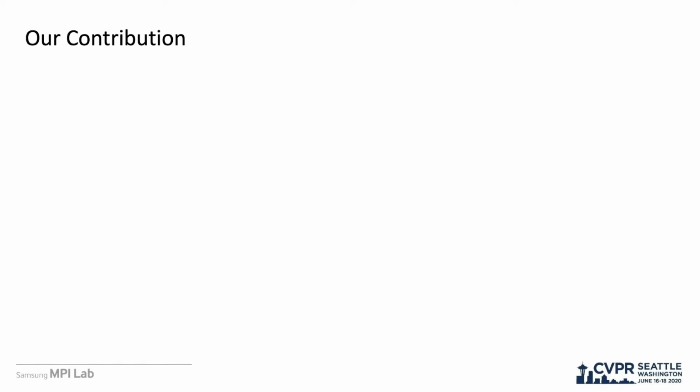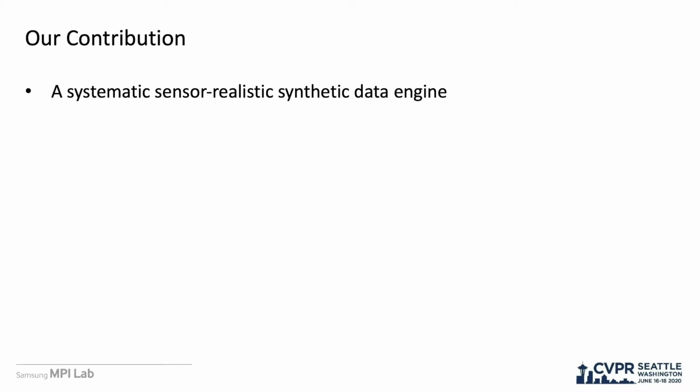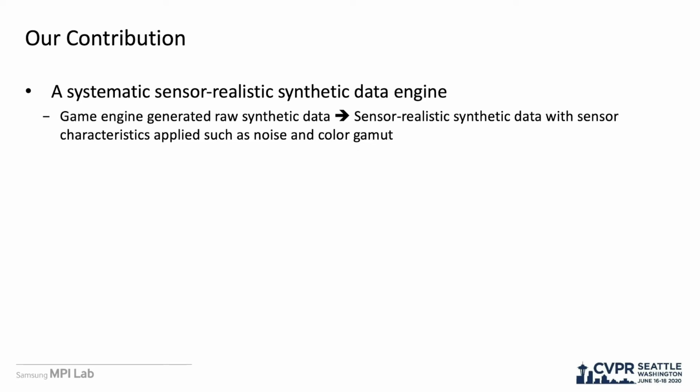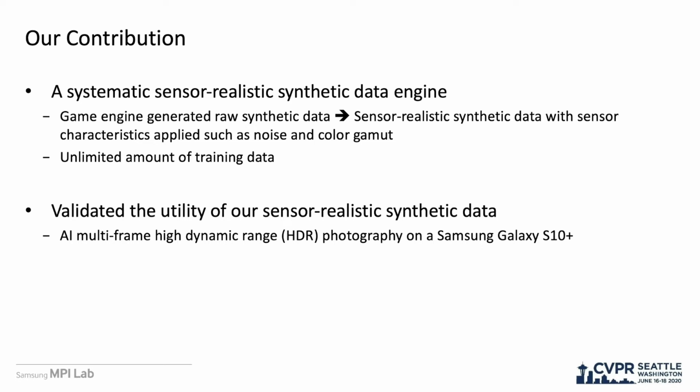Our contribution in this paper is a systematic sensor-realistic synthetic data engine to convert game engine-generated raw synthetic data into sensor-realistic synthetic data with sensor characteristics modeled for specific devices applied, such as noise and color gamut. As a result, unlimited amounts of training data can be unlocked. We further validated our sensor-realistic synthetic data engine in the context of AI HDR imaging on real captures from a Samsung Galaxy S10 Plus mobile device.